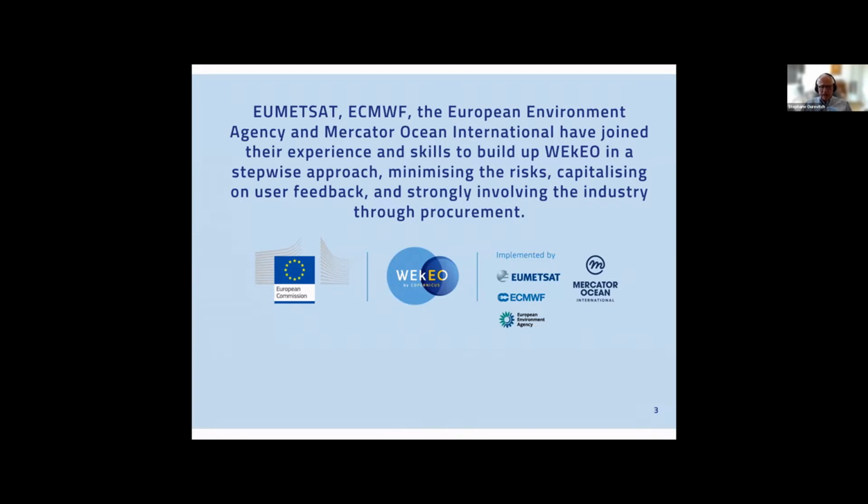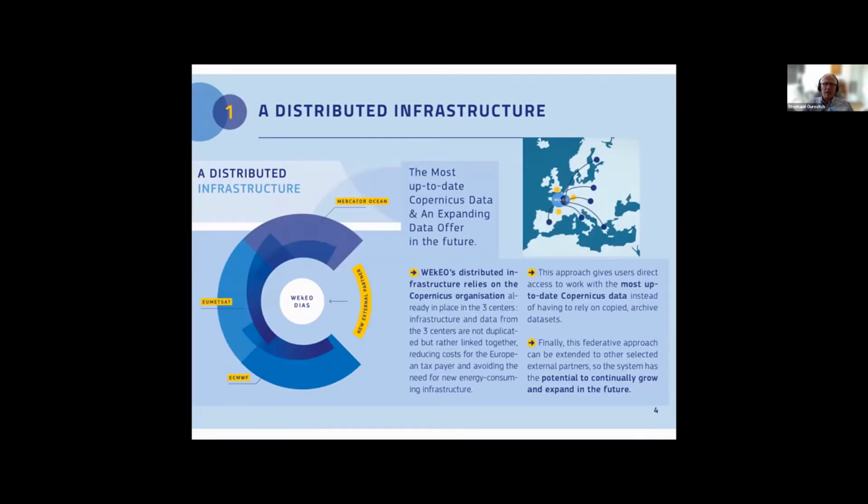The entire architecture is managed by these partners, while all the implementation is contracted to industry and to expert players in the field. Another special attribute of WEkEO is its distributed infrastructure. This distributed infrastructure basically builds on the existing network that enables the data of Copernicus to already be available from the various satellite sources, from the various services.